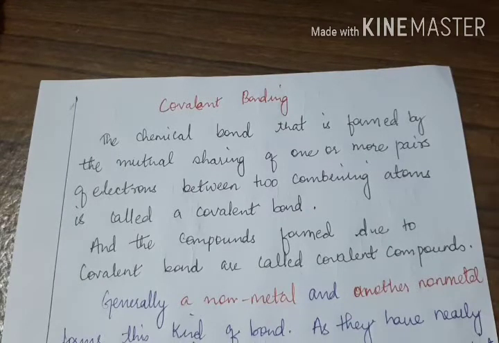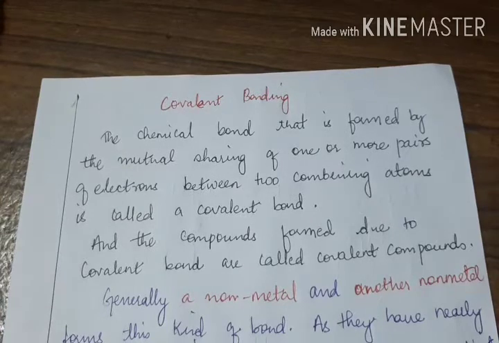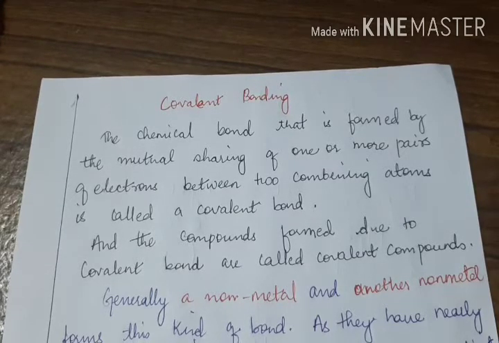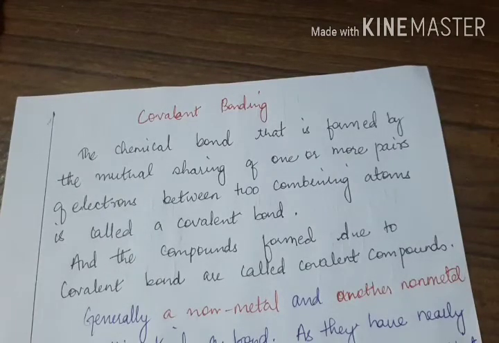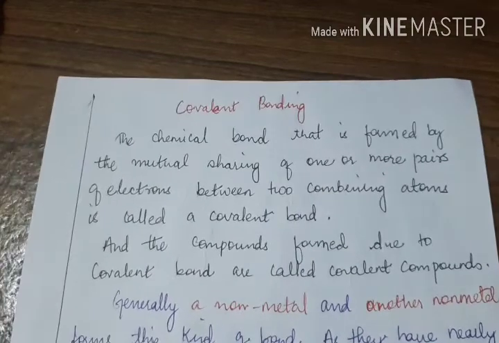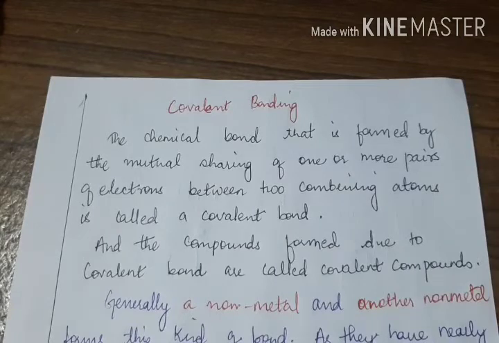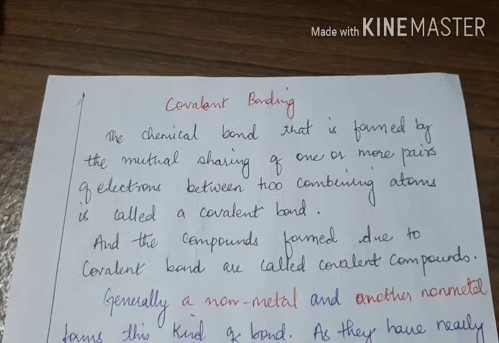You know that the very stable configuration for atoms is the octet configuration. Octet configuration means 8 electrons in the outermost shell, that is the valence shell. So atoms which do not have the octet configuration are unstable. So they want to be stable. They want to gain stability. And how do they do that? By achieving the octet configuration.